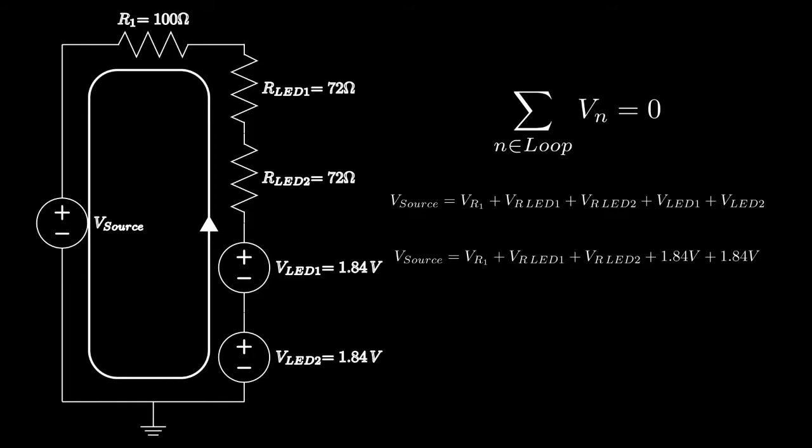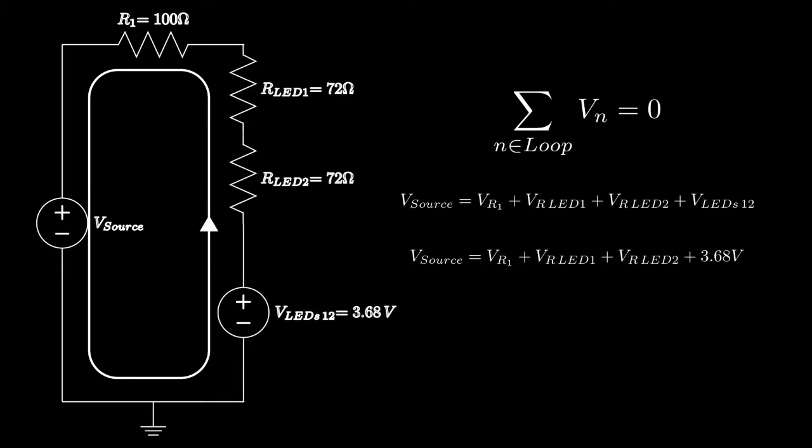You see that we have 2 voltages. We can add these together, and this is the same thing as combining both of the voltages in the schematic together into one voltage sink of 3.68 volts.